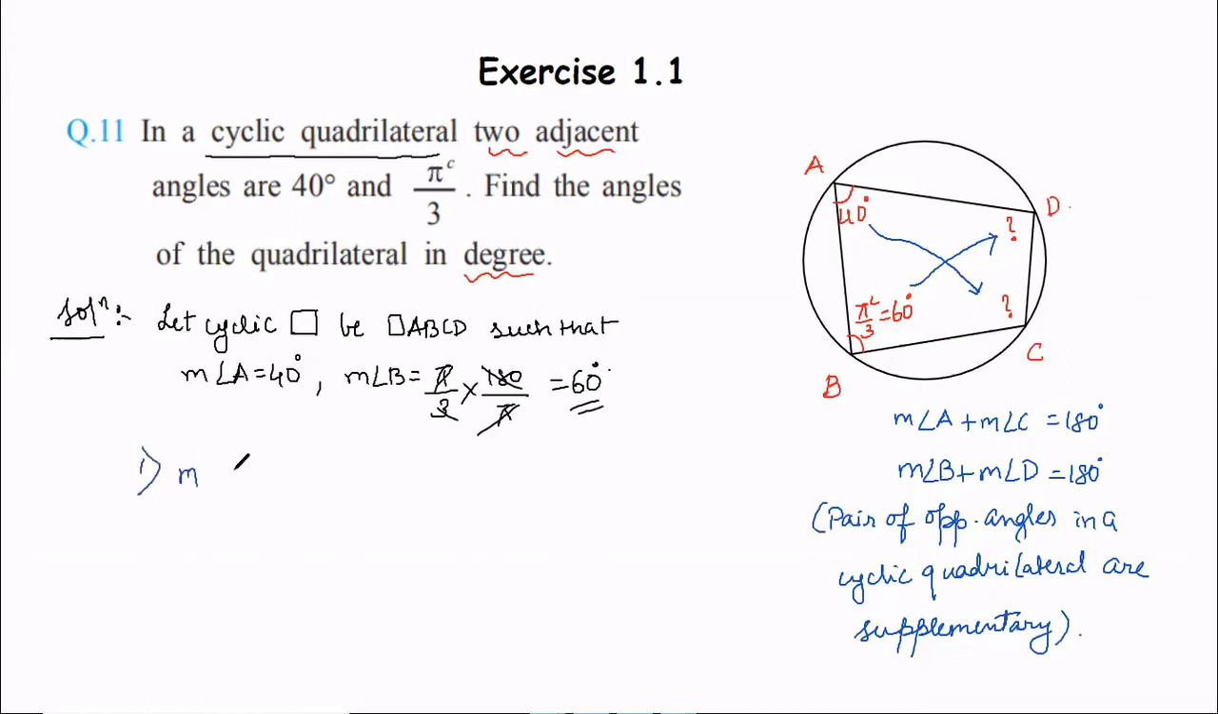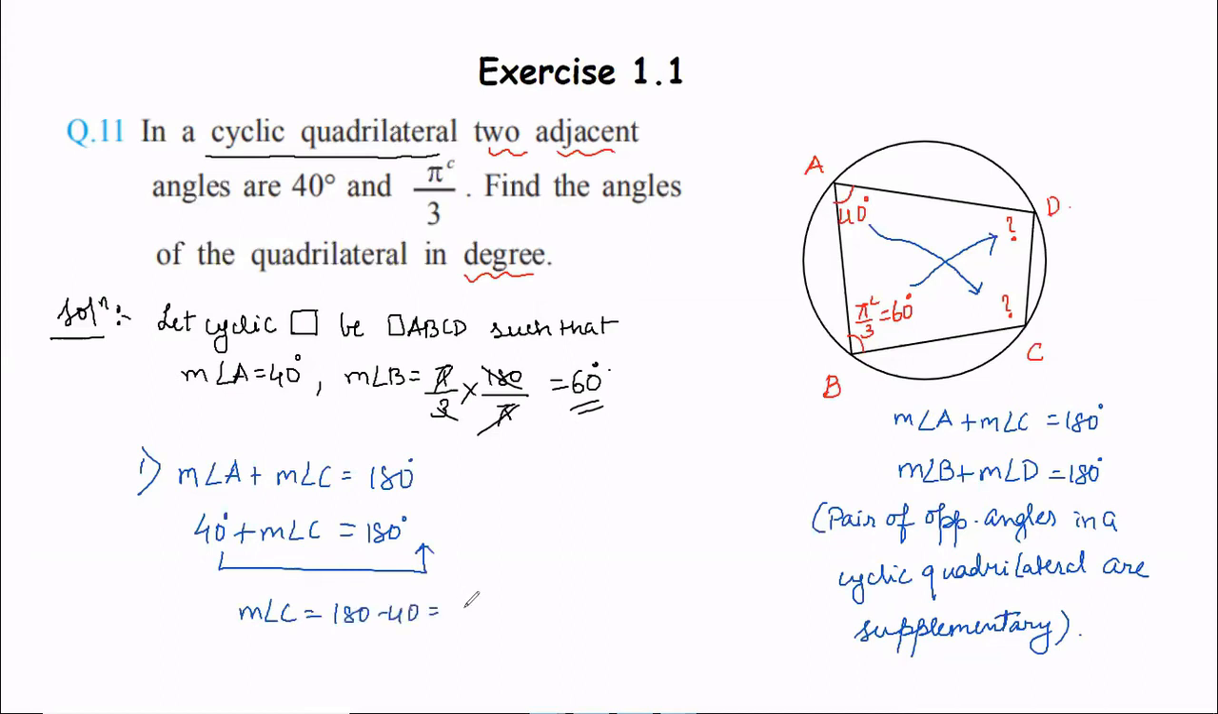You need to remember this property, and using this property we will be solving. So let's begin with the first step. Measure angle A plus measure angle C should give you how much? 180, right? So A is 40 degrees plus measure angle C is 180. We shift 40 to the other side, so it gets subtracted from 180. So measure angle C is equal to 180 minus 40, which is 140 degrees. That's the first answer, note it down. After this, we will calculate measure angle D.